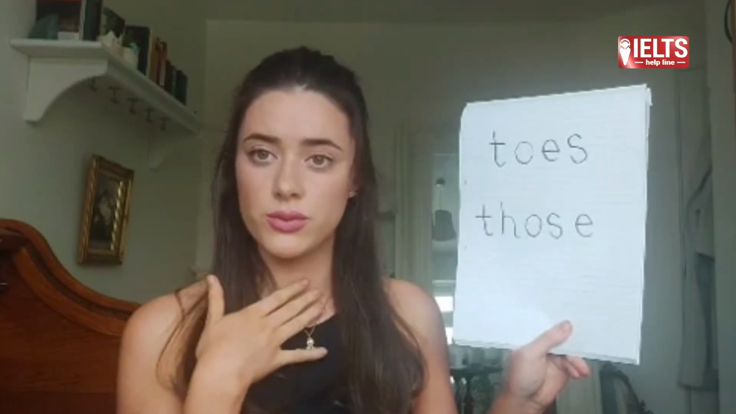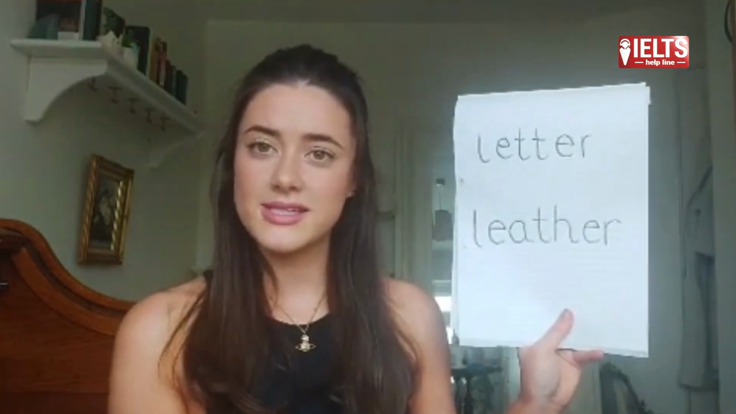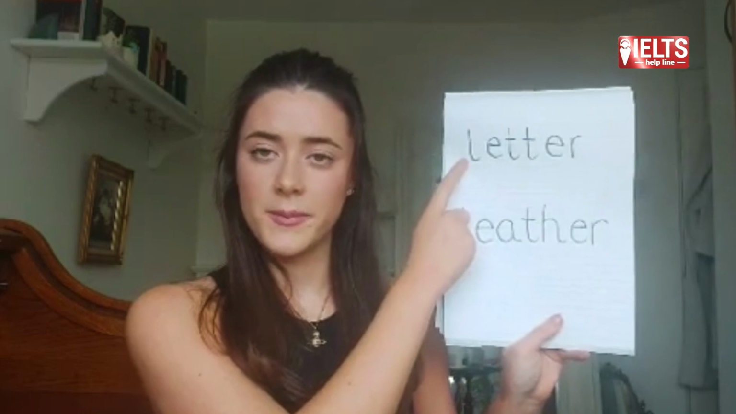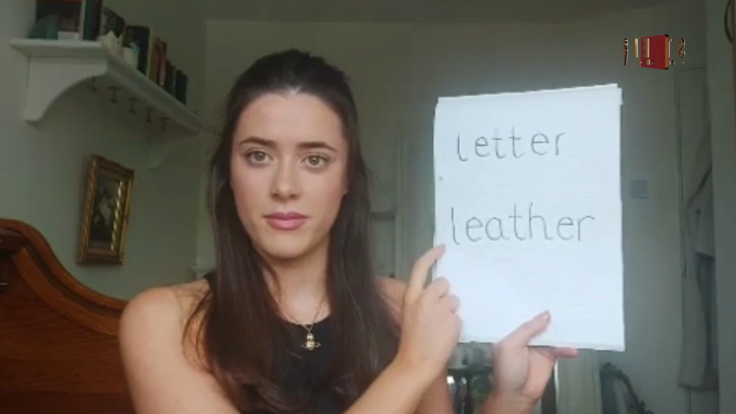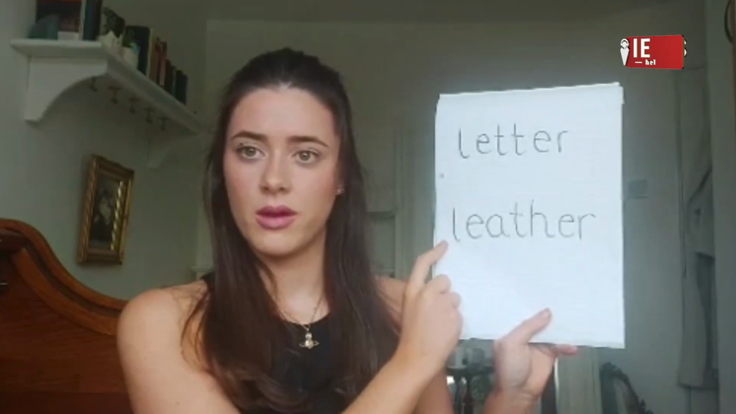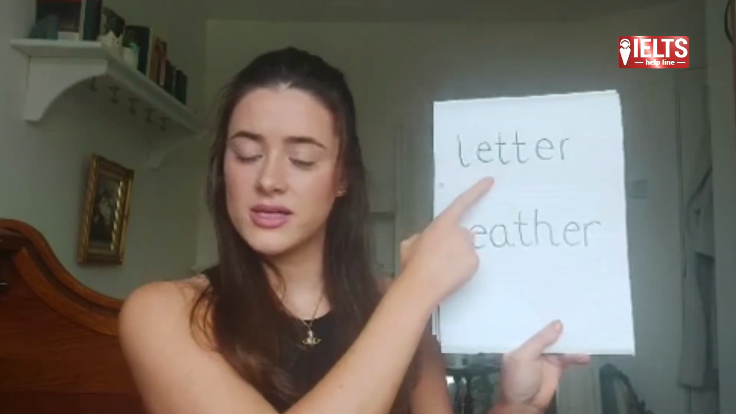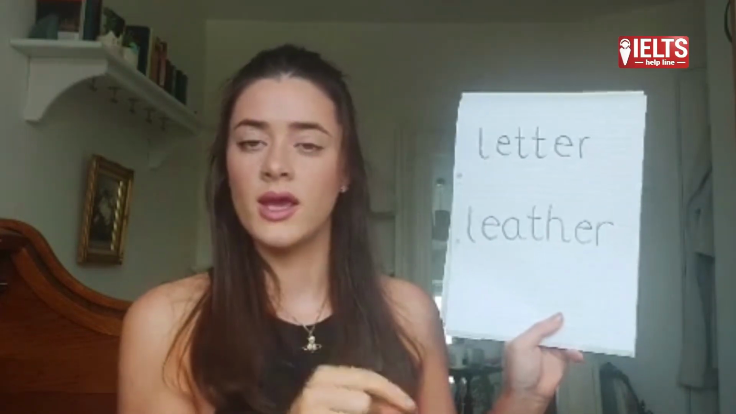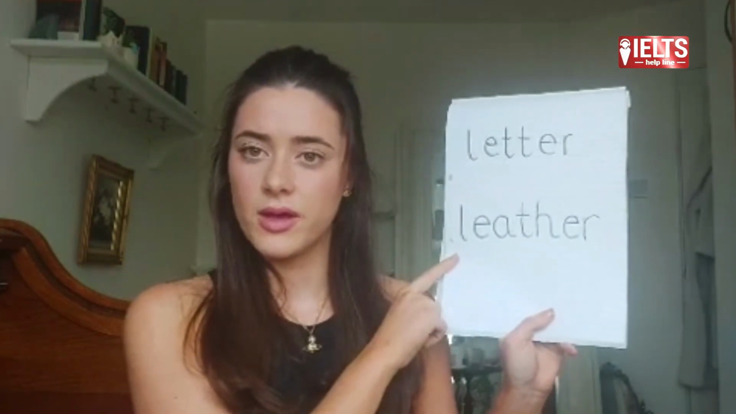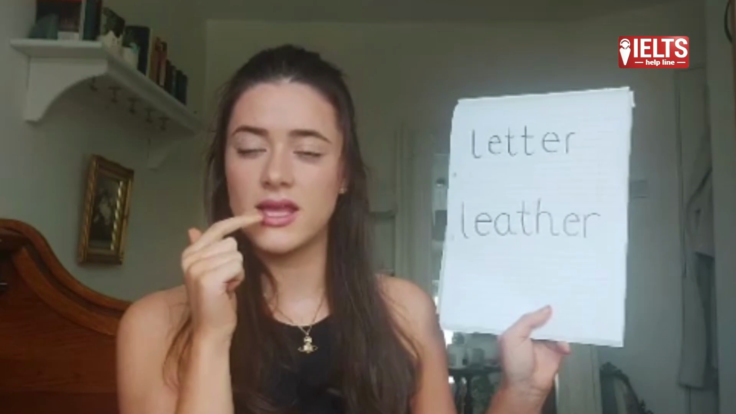Okay, so the next example is letter, and leather. Okay, so in the top sound it's double T, so there's still that harsh sound with the tongue behind the teeth, letter. And in the second one, leather, the tongue is between the two teeth, leather.